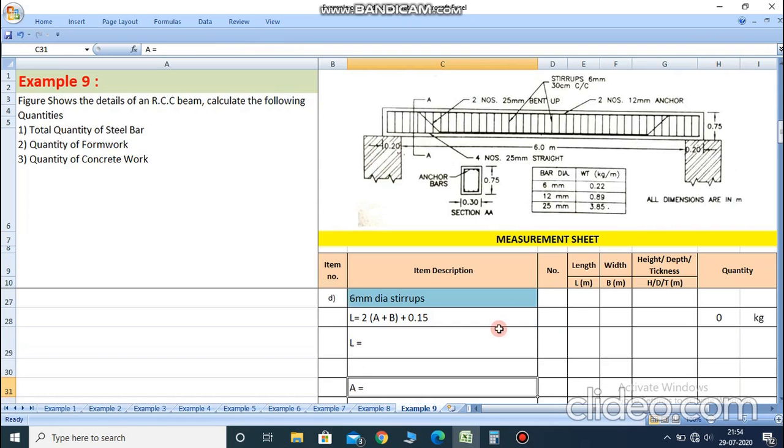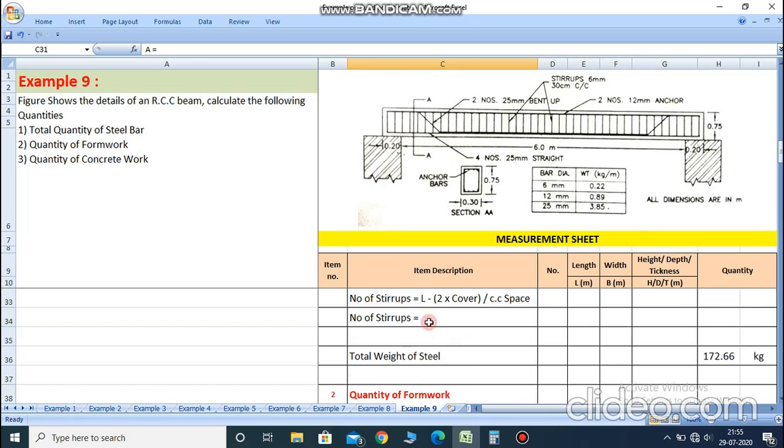Now we are finding out the stirrups. For finding out the stirrups, first we find the length and width of the stirrups, and also the total number of stirrups required. So first we find the total number of stirrups required. Here the total number of stirrups is (L minus 2 times cover) divided by center to center spacing.